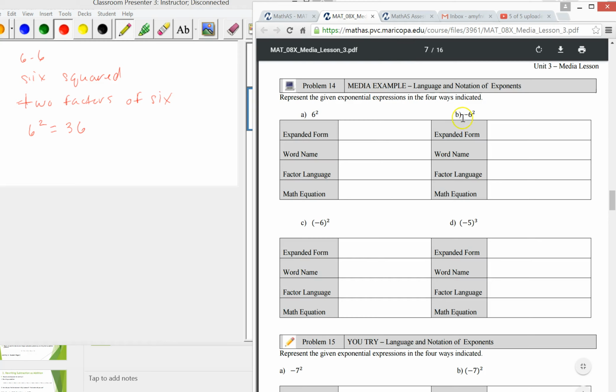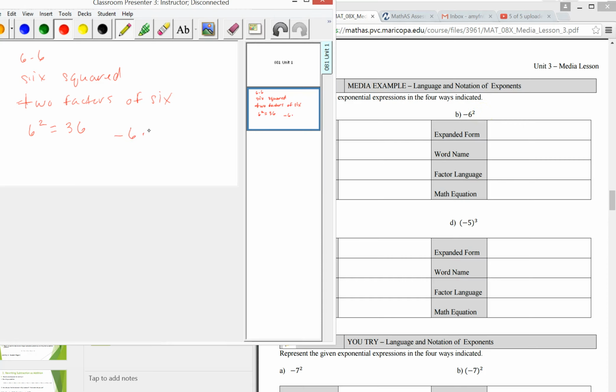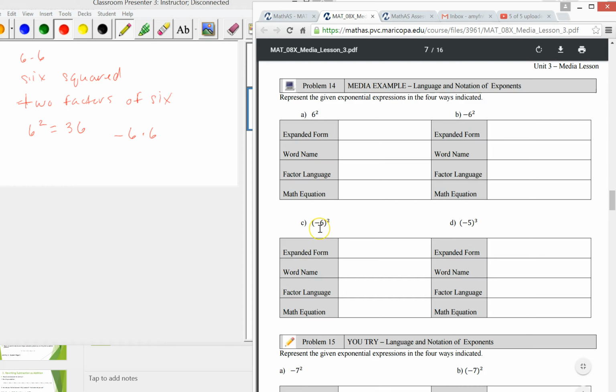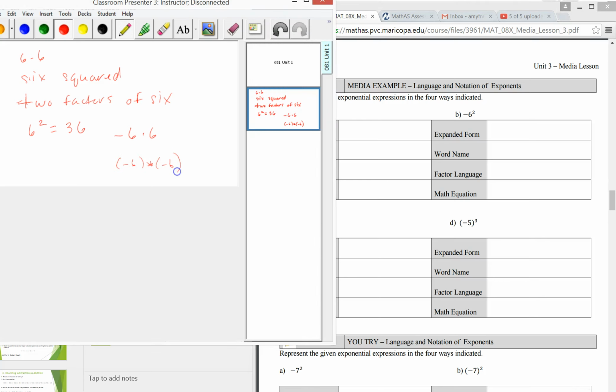Here, when the negative sign is not in the parentheses, we're going to think of it not as a negative, but an opposite. Okay, so I'm not going to write these all out, but this will say the opposite of 6 squared. In expanded form, we'll have negative 6 times, or the opposite of 6 times 6. Okay, for factor language, the opposite of 2 factors of 6. Whereas here we'd say negative 6 squared, which is 2 factors of negative 6. Which we'd write like this. That's how they enter it in Math AS.